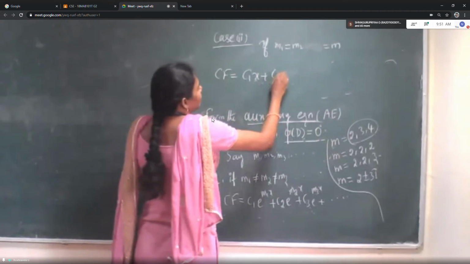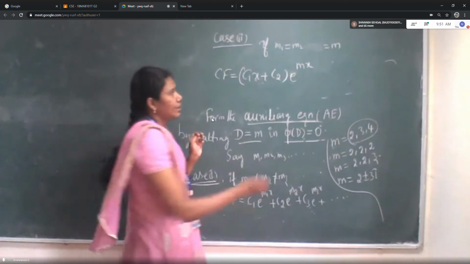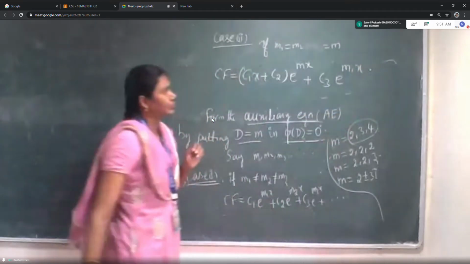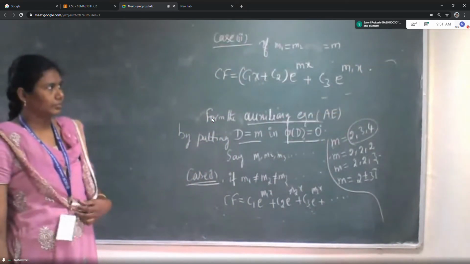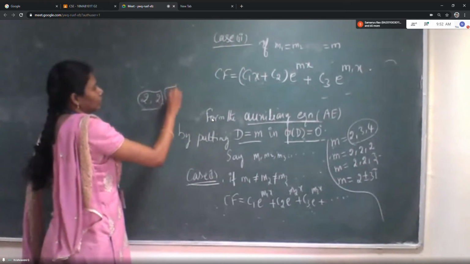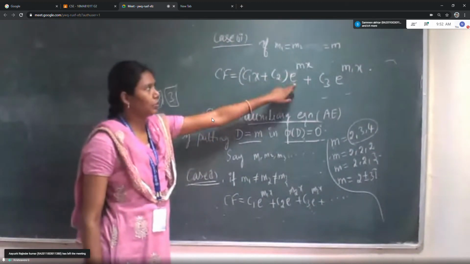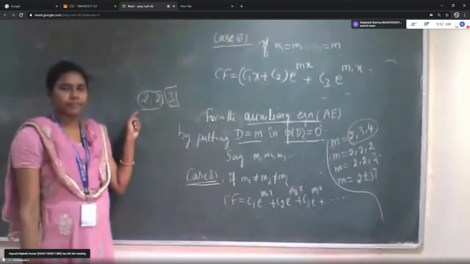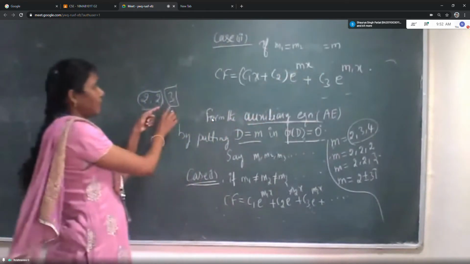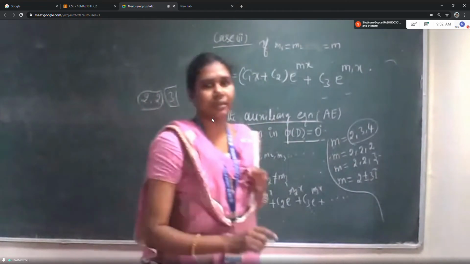The CF will be (C1x plus C2) into e power mx, plus C3 e power m3x. You tell me for 2, 2, 3. Here two roots are equal, one root only different. CF will be C1x plus C2 into e power mx. What is m here? From this, tell me. m is 2. e power 2x plus C3 into e power 3x. Two roots are equal, one only different. Okay, this is case 2.